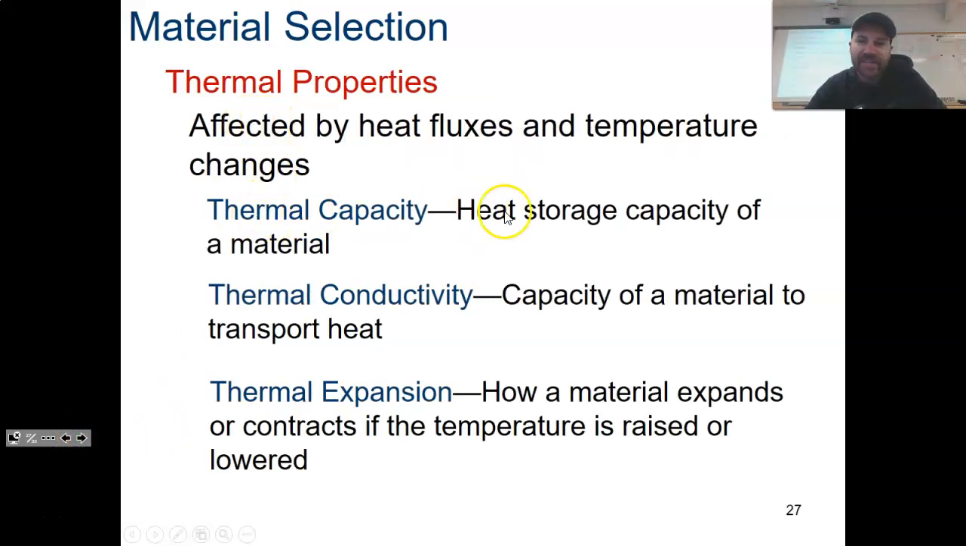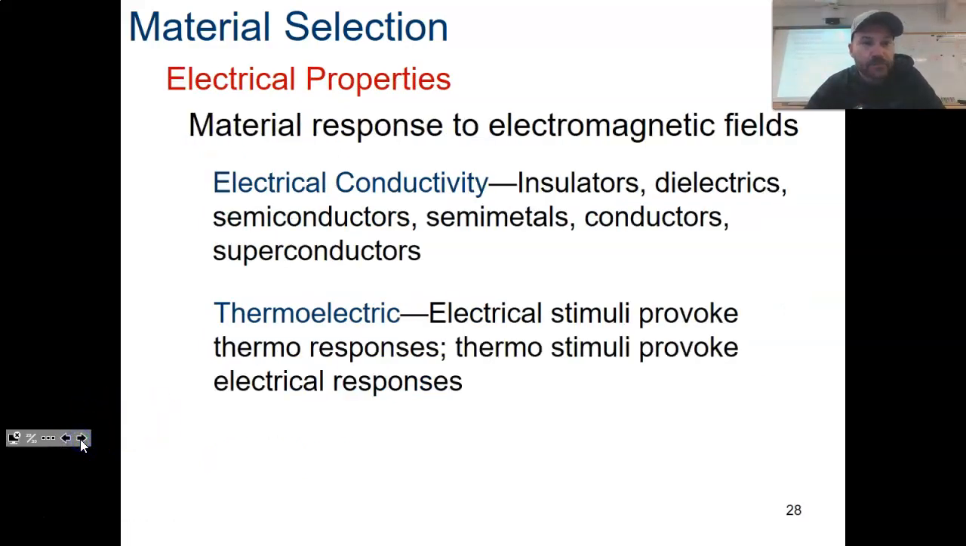Thermal properties: how much heat can it hold? How much heat can it transport from point A to point B? And does it get bigger or smaller depending upon if it heats? Maybe you're familiar with the red ring of death back in the Xbox 360 days. This is dating myself a little bit, but that happened because of the thermal expansion between the different materials. When it would heat up, they would deform a different amount and lose contact, and then your Xbox wouldn't work. Electrical properties: does it conduct electricity? Or can you stimulate or provoke a thermodynamic response?